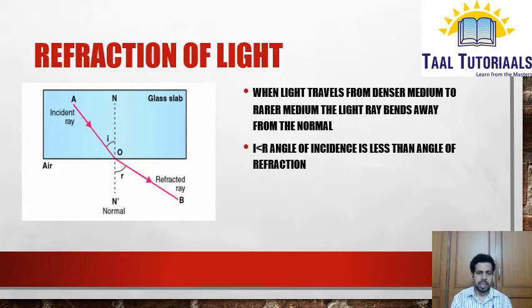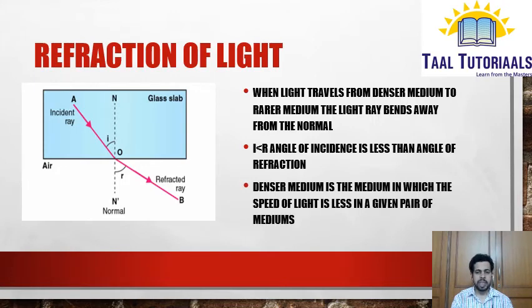In this case, the light is traveling from denser medium to rarer medium. So speed is increasing. Whenever speed increases, it bends away from the normal. Whenever speed decreases, it bends towards the normal. So you can keep it in your mind. It is very easy. Denser medium is a medium in which the speed of light is less in a given pair of media.